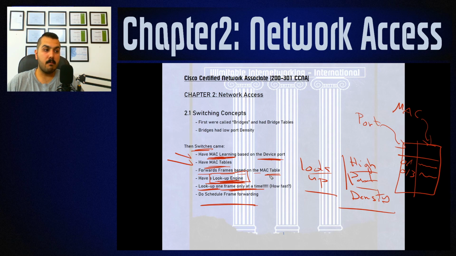So this is the main function and concept of switching, based on the MAC address, using the MAC learning table to compare the destination MAC address with the port number to deliver the required frame, and after this the lookup engine. This is only the concept of switching, just a brief overview of switching, chapter 2, and some other ideas we have reviewed.